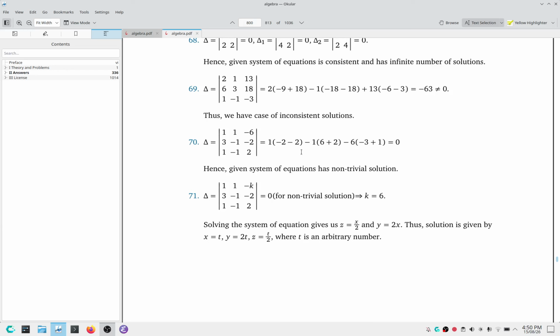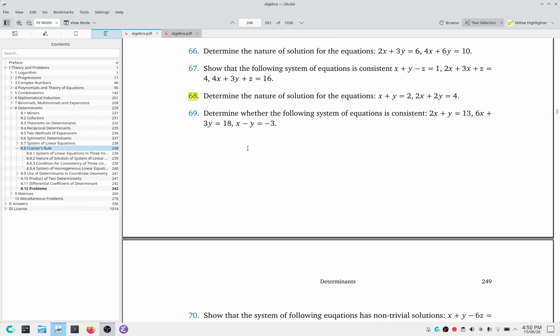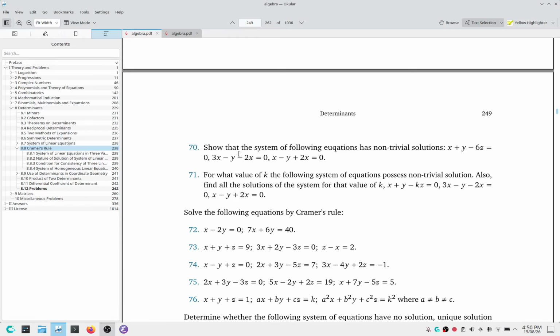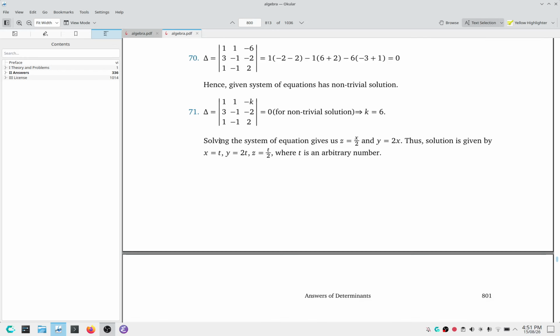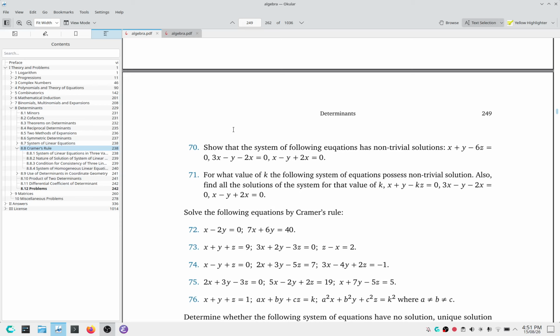Okay. Now we come to question 70. We have a case of non-trivial solution: x plus y minus 6z is equal to 0, 3x minus y minus 2z is equal to 0, x minus y plus 2z is equal to 0. So we evaluate this, we find it is 0, then you should also evaluate delta 1, delta 2, and you will find that it has a non-trivial solution. So with this, we come to the end of question 70.